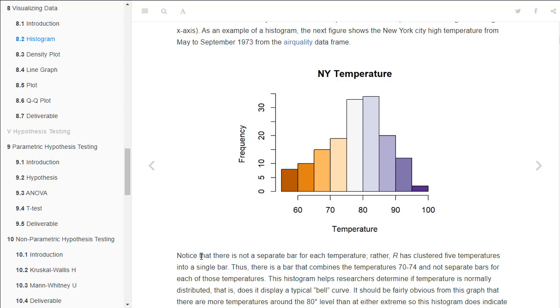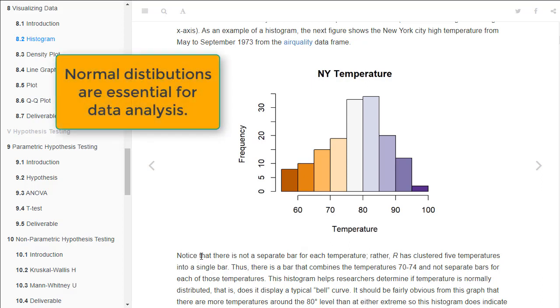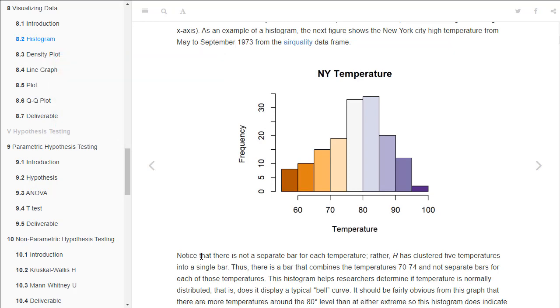For example, here I have the New York City temperatures taken from the air quality data frame. These are the summertime temperatures over the course of one summer. Notice that some of the temperatures were fairly low, down in the 60s, a couple were pretty high, but most of the temperatures were in the middle, around 80 degrees. This would be what's called a normal distribution, where most of the values are in the center.